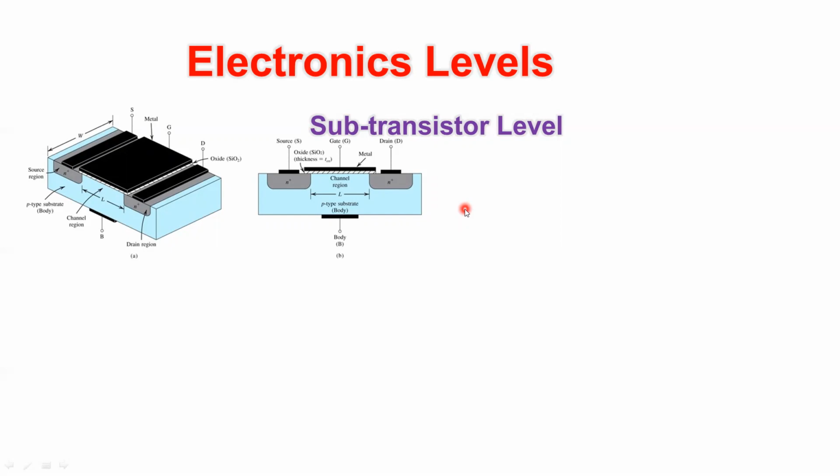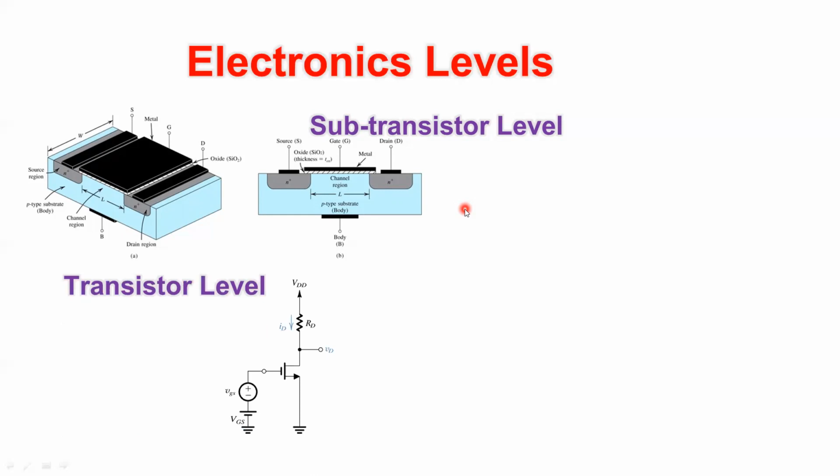From an electronic point of view, we call this the sub-transistor level, where you are dealing with the internal structure of the transistor, either a MOSFET or a BJT. As a next step in this module, we transfer from this sub-transistor level to what we can call the circuit level, or the transistor level.